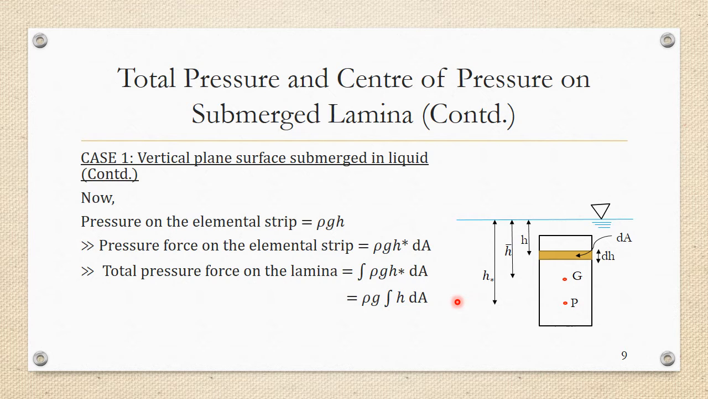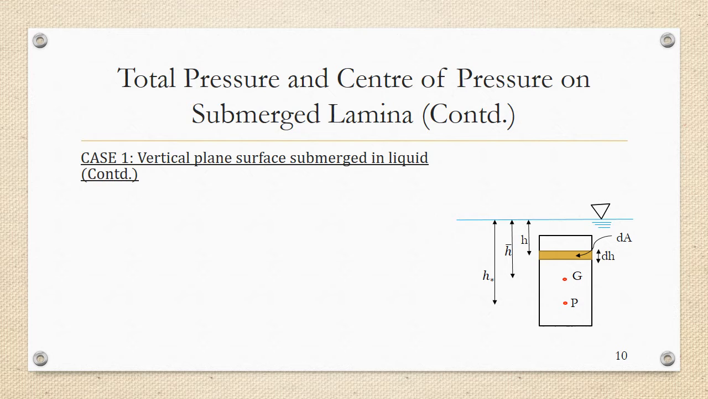Now we know from our mechanics refresher slide that integral y dA is equal to A y bar. So integral h dA can be replaced with A h bar. So rho g integral h dA can be written as rho g into h bar times A, where h bar is the distance of the centroid from the free surface. And so we obtained the total pressure force acting on the lamina as rho g into h bar into A.